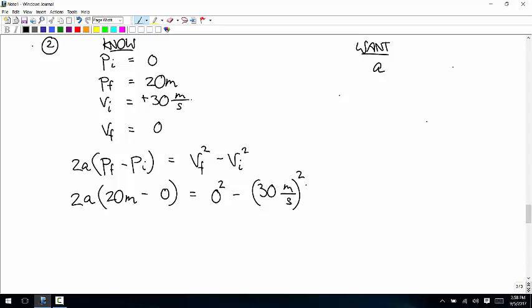So if you multiply these all together, you get 2 times 20 is 40. So 40 meters times the acceleration is equal to 30 squared is 900, right? The negative is outside of the parentheses, so we have negative 900. The meters per second is also squared, so we have meters squared per second squared.